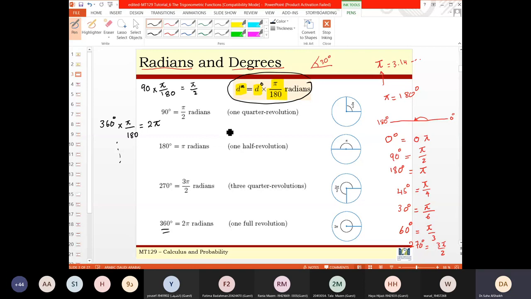Of course, you have to check your calculator. You have to check how your calculator can help you with this radian measurement. You have to consider that the pi here is 180, it's not 3.14. Your calculator needs to understand that. If the calculator calculates with 3.14, the answer will be wrong.